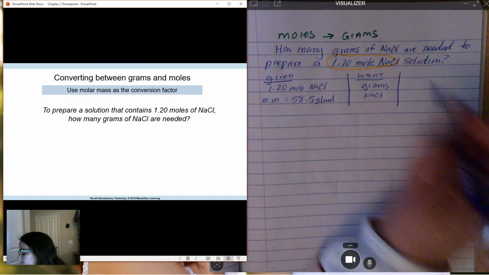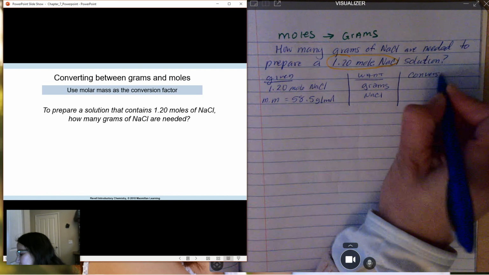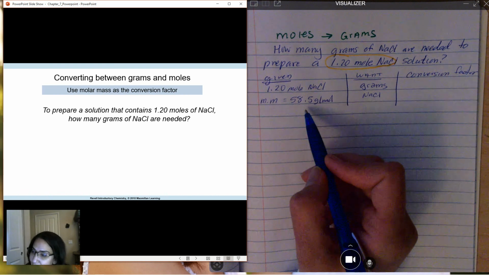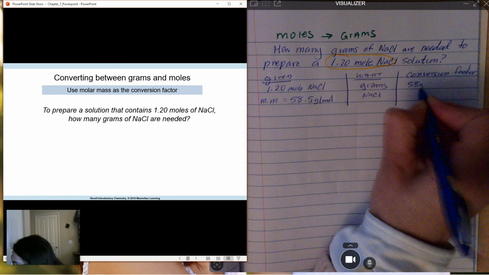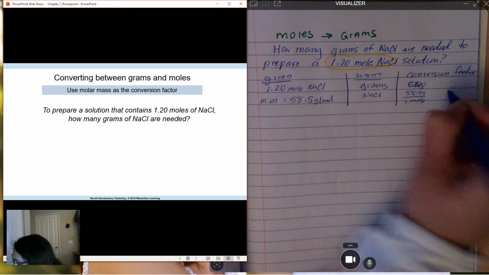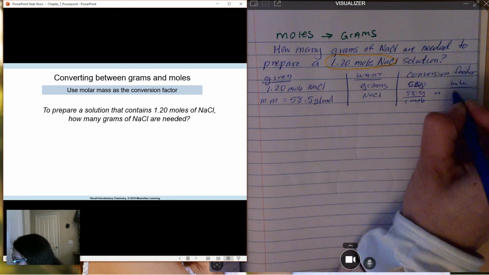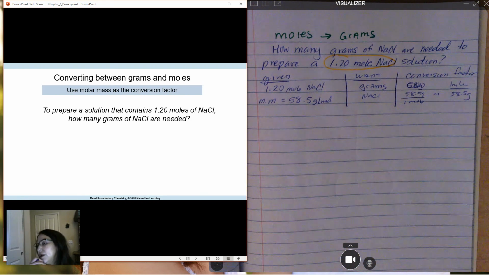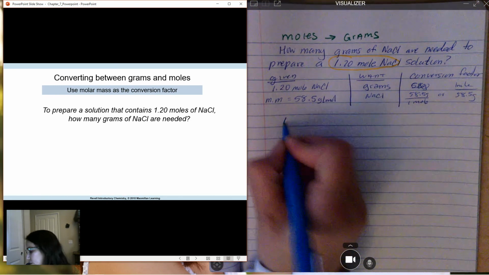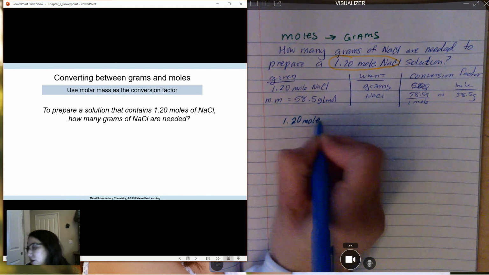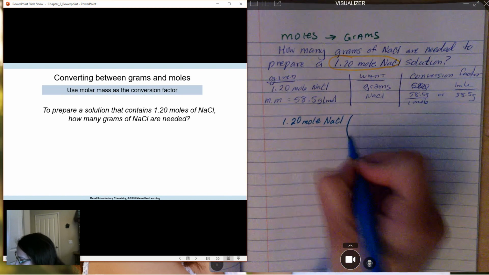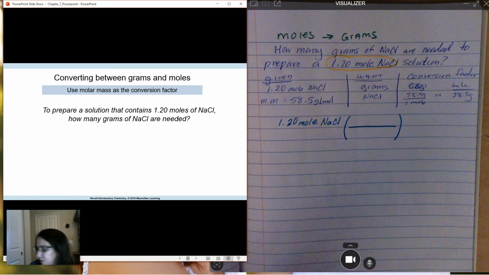Okay. Our conversion factor in this case is going to be our molar mass, because our molar mass has grams and moles in it. So we have 58.5 grams in 1 mole, or we have 1 mole over 58.5 grams. So we have to figure out which one we're going to use. Starting with the 1.2, always start with your given, moles of sodium chloride. We want to go ahead and cancel out the mole and obtain grams.